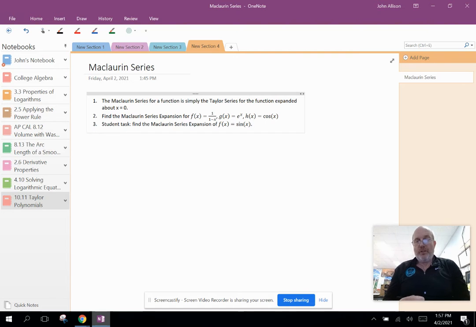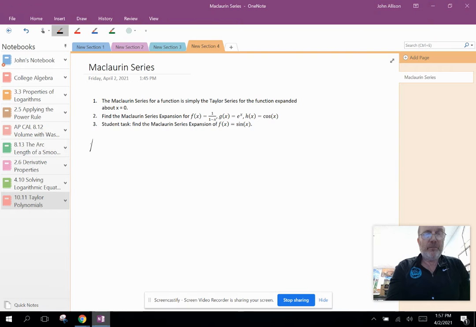It's just the Taylor series for the function, but expanded about x equals 0. You might remember how we defined the Taylor series a little while ago. We call it the Taylor series for f of x, equal to the series for n equals 0 to infinity of the nth derivative evaluated at some center a, times x minus a to the nth power over n factorial.